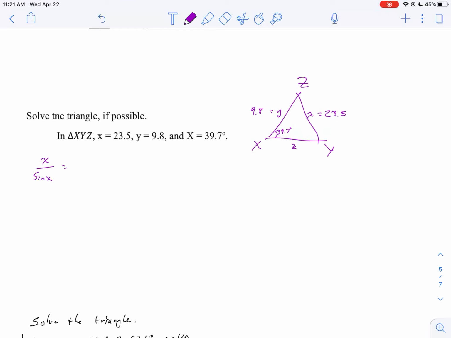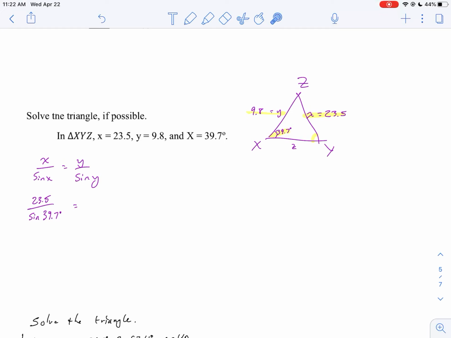So I'm going to take x over sine x equals y over sine y. And if you look, you see we do have x and sine of x. And we have y. We don't have sine of y. So this is going to allow me to solve for my angle y here. And so x is 23.5. The angle x is 39.7.